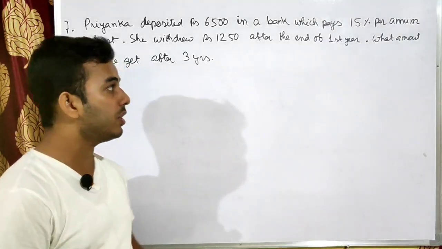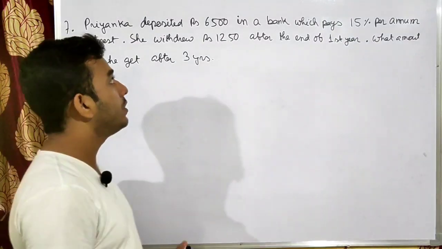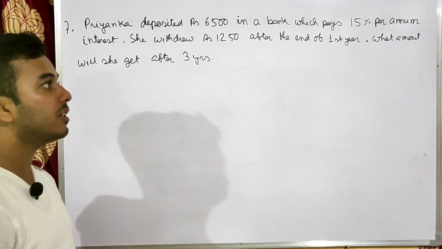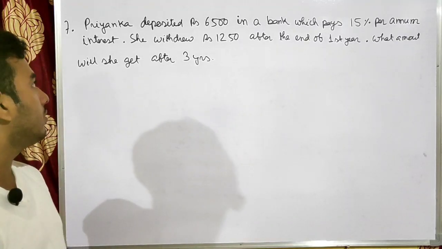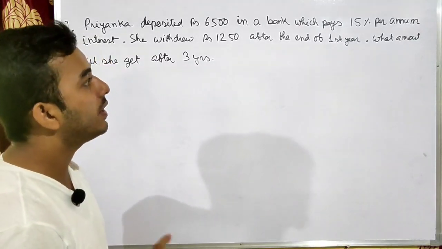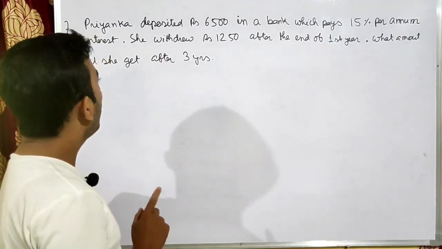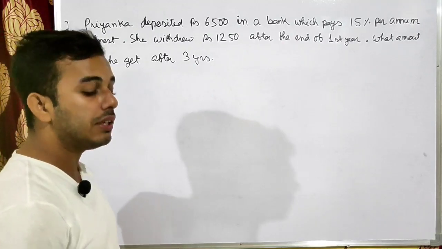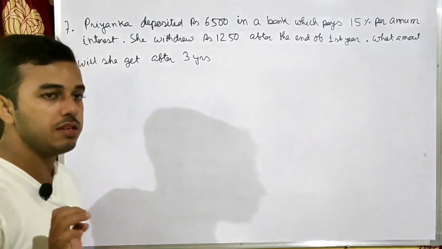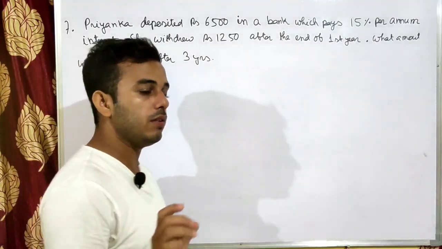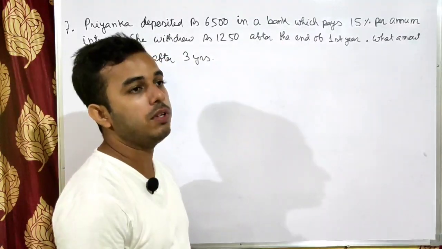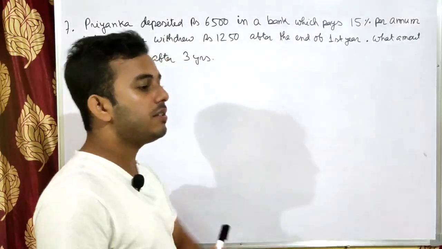Our next question is: Priyanka deposited rupees 6,500 in the bank, which pays 15% per annum interest. She withdrew rupees 1,250 after the end of first year. What will she get after 3 years? Okay, it is a bit different type of question, but an easy one. I hope you will understand. If you understand this, you will be interested, this is an interesting question.